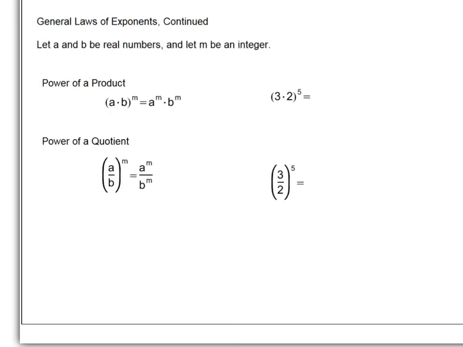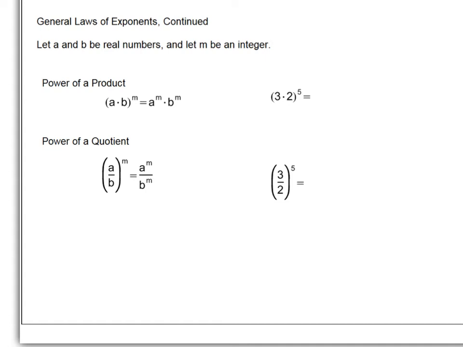Just continuing with some general laws, we're going to have a and b be real numbers, and we're going to have m be an integer. Now, one thing to keep in mind here is that we have different options for a and b. They can be fractions, they can be decimals, they can be negatives, positives, 0, whatever, in most cases. But m has to be an integer, so no fractions or decimals as our exponents.